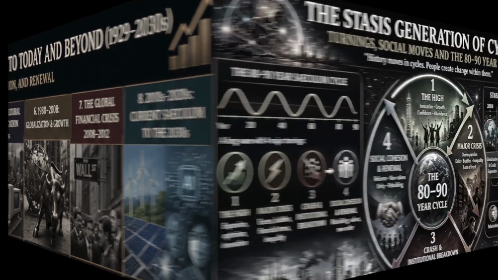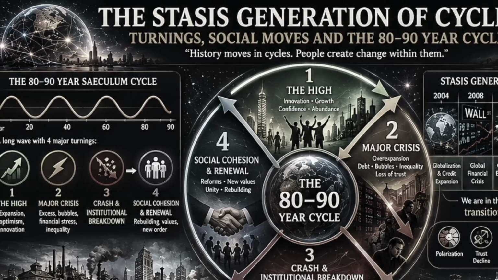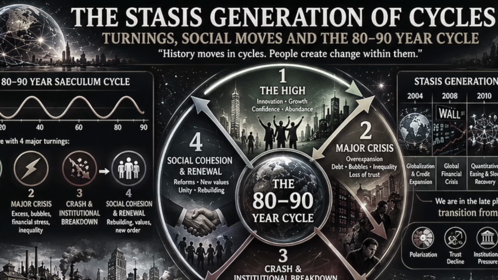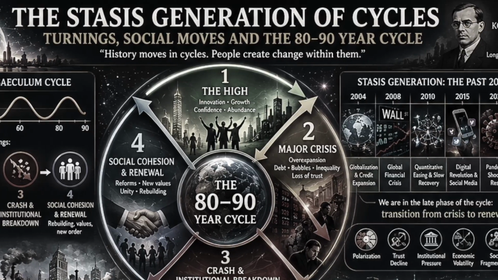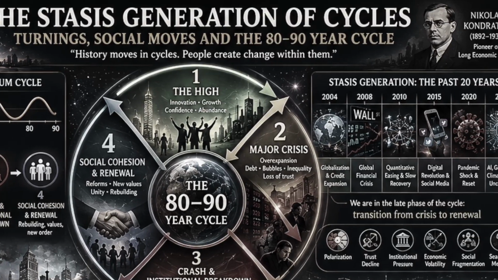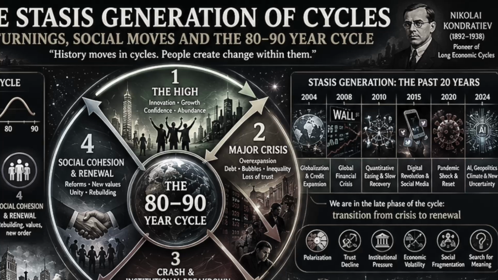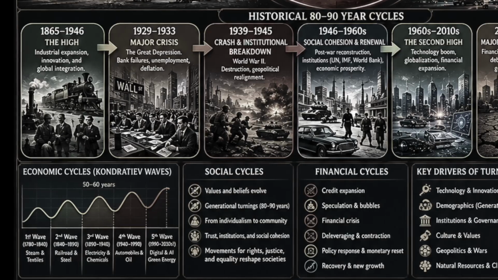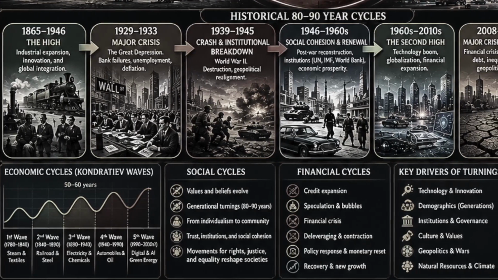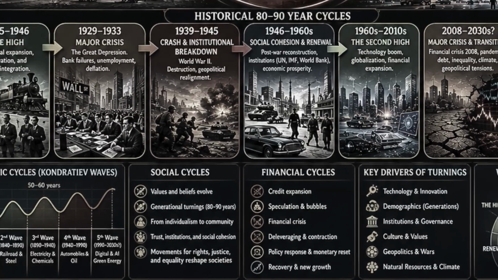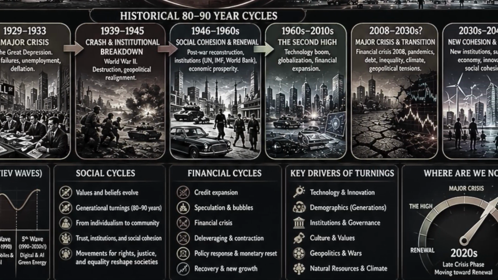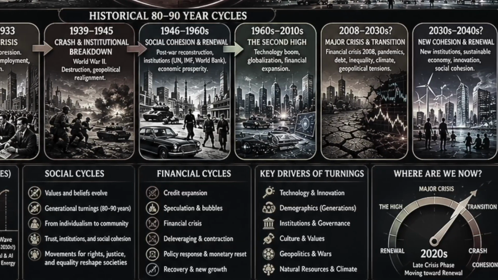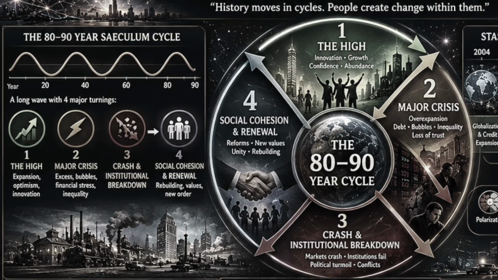The following table is titled Turnings in Theory. It can be described as follows. This table outlines the four recurring phases, or turnings, described in the Strauss-Howe theory of generational cycles. Each turning represents a distinct social mood and typically lasts about 20 years, together forming a full cycle of roughly 80 to 90 years. The first turning is the high.